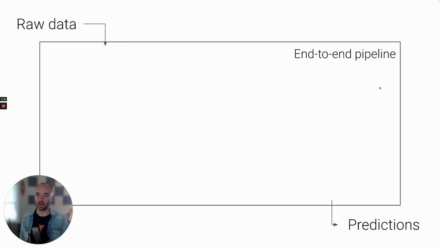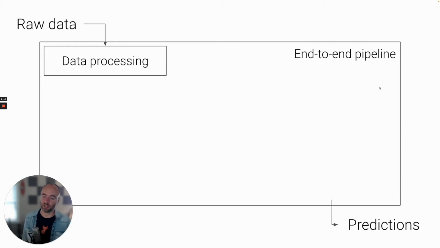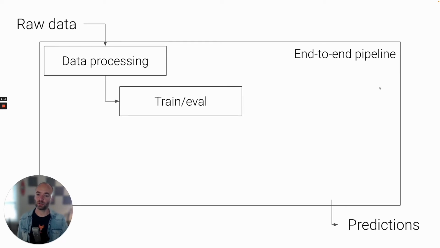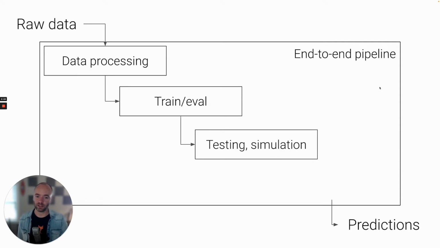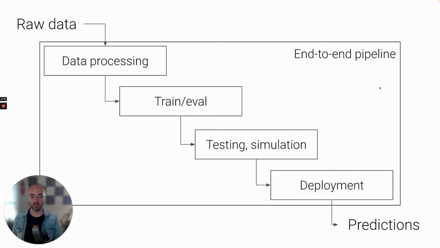Typically, an end-to-end pipeline starts with data processing, where you're converting your raw data into a feature dataset that you can use to train your model. Then you pass your feature dataset to a training and evaluation step, where you train your model, you evaluate performance, and eventually you pass your trained model to a testing and simulation step, where maybe you send some production data to your model to make sure that there are no regressions and that the model performs as expected. And finally, you may want to deploy your model.